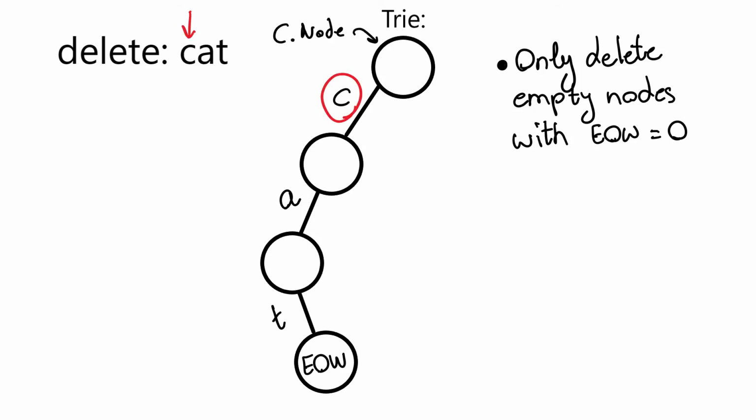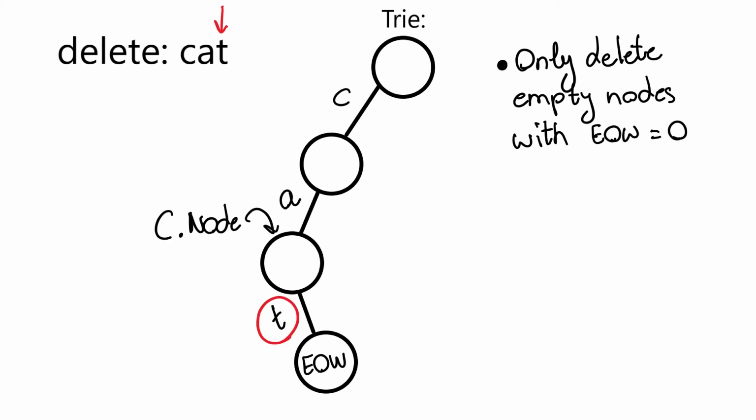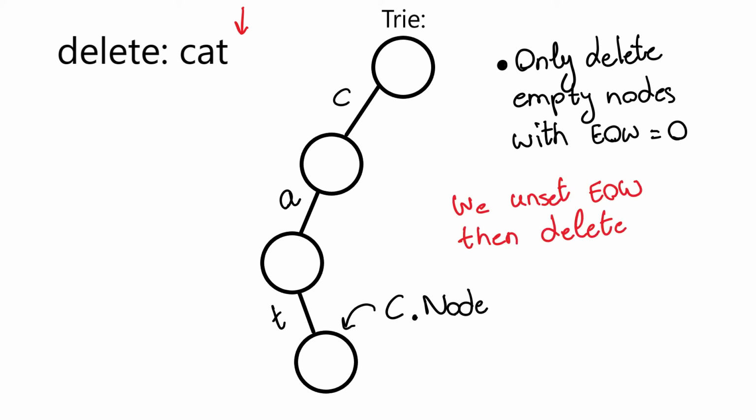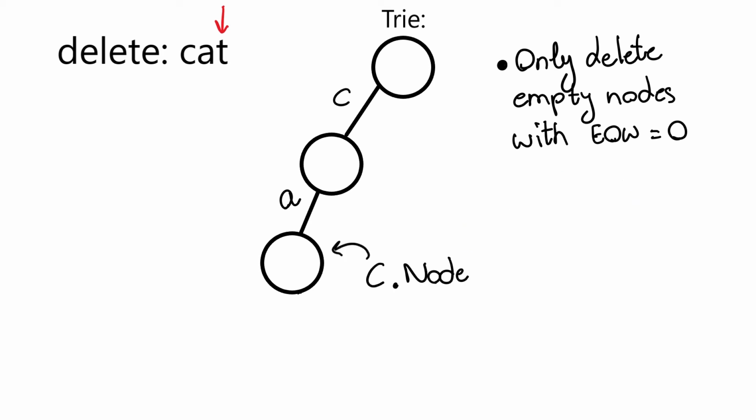First, C exists, so we advance. A exists, same thing. T exists, we advance to the last node. The word reached \0, which means we're done iterating. Now we check if the current node's EOW is set. If it is set, we unset it. Then we check if it's an empty node. Here it is empty, so we delete and set it to null. This is a base case in our recursive call.